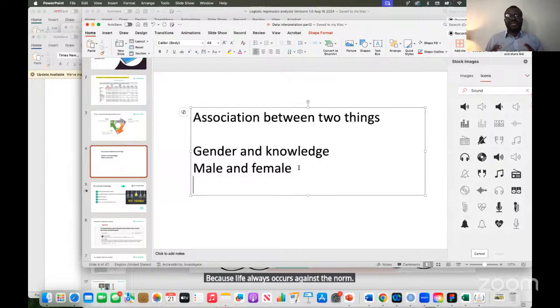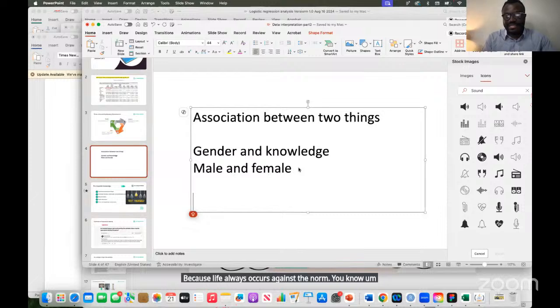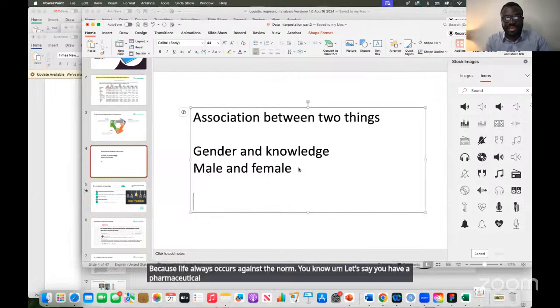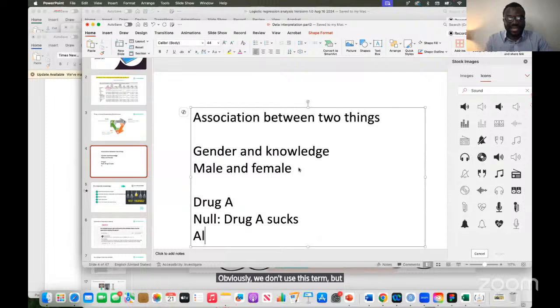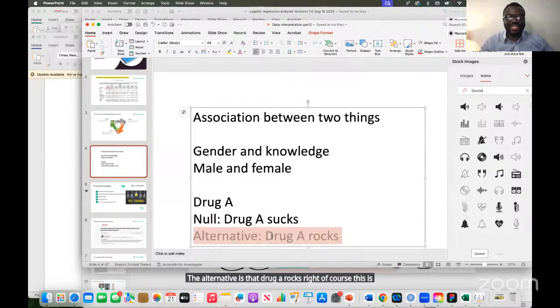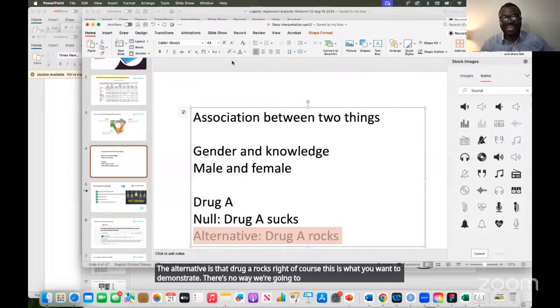Let's say you have a pharmaceutical company, you've developed drug A, right? There's what you hope. You hope that your drug works well, drug A. So the null is that drug A sucks. Obviously, we don't use this term, but I'm taking huge liberties here. The alternative is that drug A rocks, right? Of course, this is what you want to demonstrate. There's no way we're going to allow you to just come and prove what you want so you can go and make money, right?